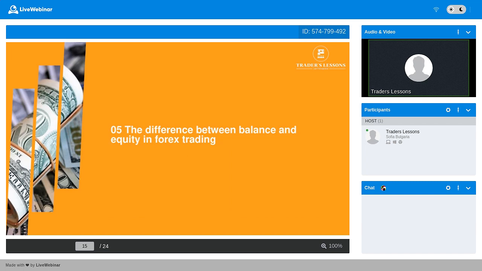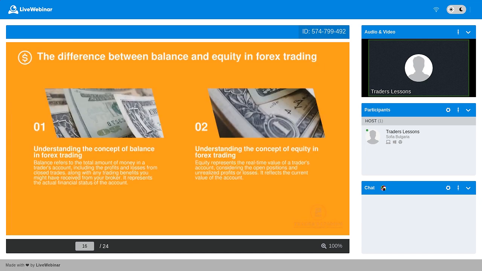Difference between balance and equity in forex trading, again, something essential. Now, understanding the concept of balance in forex trading. Balance refers to the total amount of money in a trader's account, including the profits and losses from closed trades, along with any other trading benefits you might have received from your broker. And the balance basically represents the total financial status of the account. The total, like everything, profits, losses, benefits, bonuses, whatever, it's in the balance.